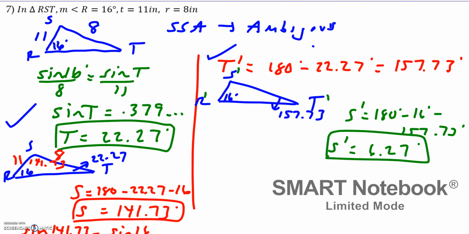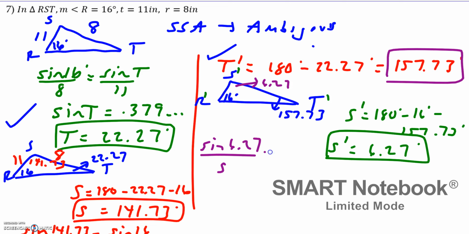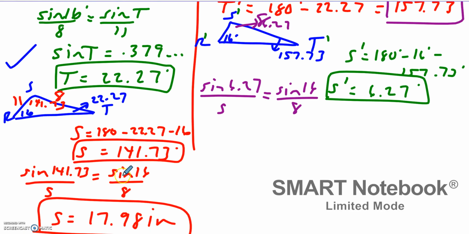Which means if I would like to find my unknown side, so this is T prime, S prime, my unknown side, because I just found that this was 6.27, would be sine of 6.27 over my unknown side equals sine of 16 over this length here, which we got was 8. So similar to what we just did down here, if I cross multiply and solve this, you would get that this side is 3.17 inches.